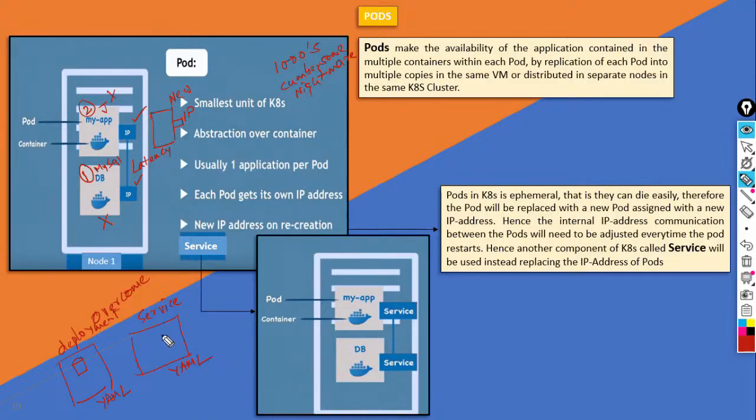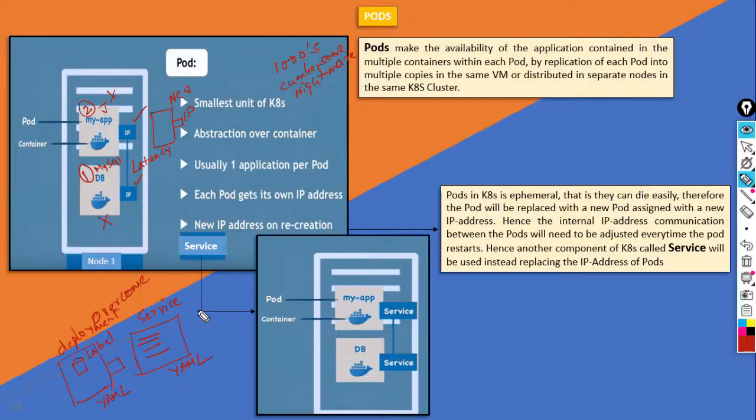So it is very easy to code. You just need to know the syntax. That's all. And you write the service. So you attach this service with the label of the pod. The pods will be labeled. Okay, you attach a service to this pod.